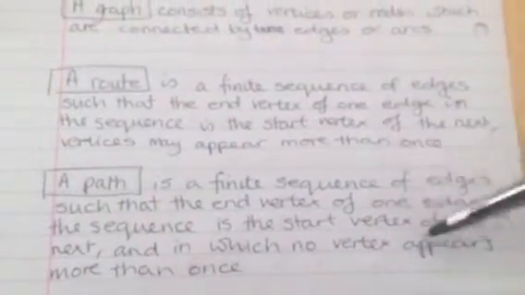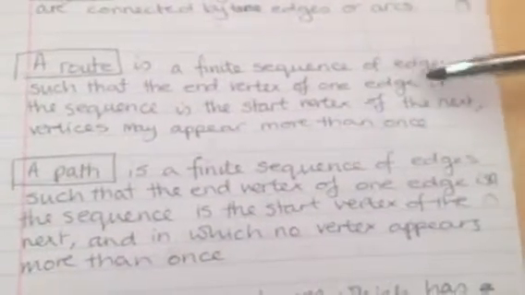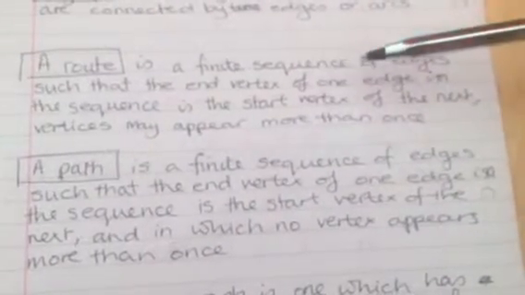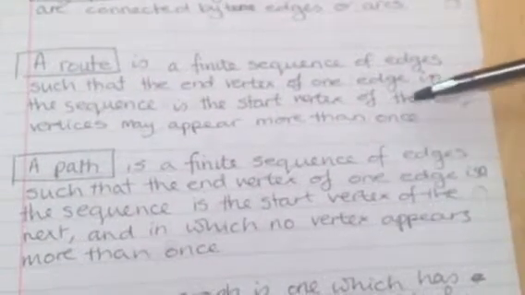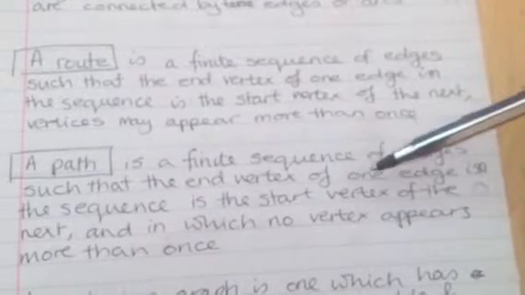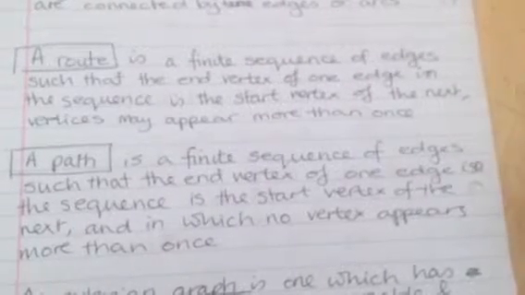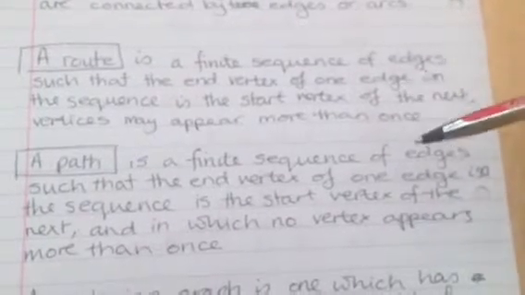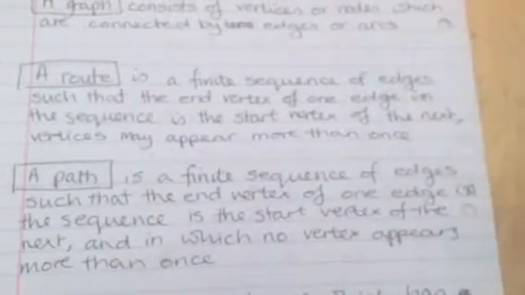A path isn't a definition that is needed in this topic, but a path and a route are very similar. So a route, this idea, is a finite sequence of edges such that the end vertex of one edge in the sequence is the start vertex of the next, but vertices may appear more than once. A path is the same thing, but in which no vertex appears more than once. So a path is a finite sequence of edges such that the end vertex of one edge in the sequence is the start vertex of the next, and in which no vertex appears more than once. This definition comes into a slightly different topic, but they are similar, so they're worth learning together.